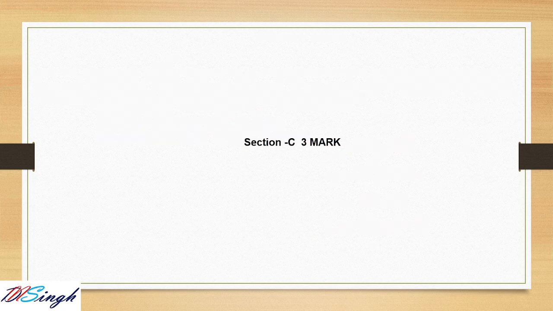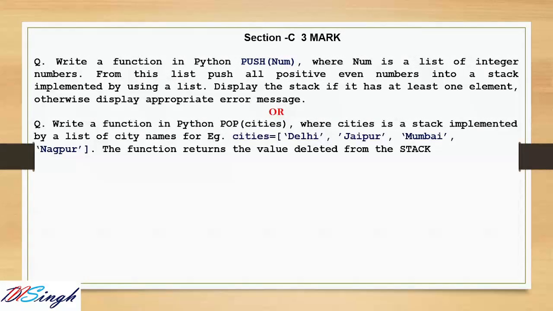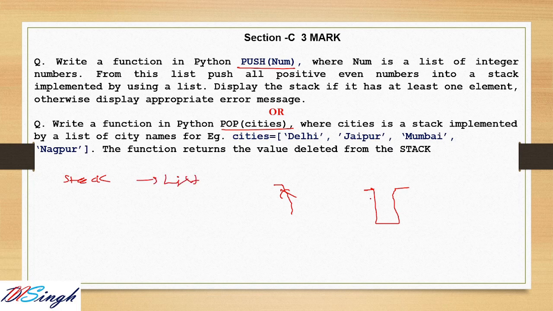The next category of question in 3 marks is a question from the stack. As you read this question, you will understand it is from the stack, as push and pop operations are given. So what is the property of a stack? The stack property is last in first out. So like that you can assume it is a stack. In our syllabus, a stack is implemented using a list. Here you have to perform two operations, push and pop.